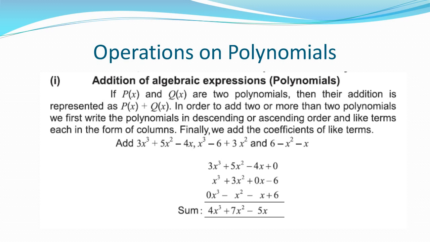For example, in this example, we have written x cube terms in the x cube column, x square terms in the x square column, and x terms in the x column. If we have no coefficient, for example, here in the second we write 0x. 0 means it has no coefficient. And then we add the three equations. So we have the answer 4x cube plus 5x square minus 5x.